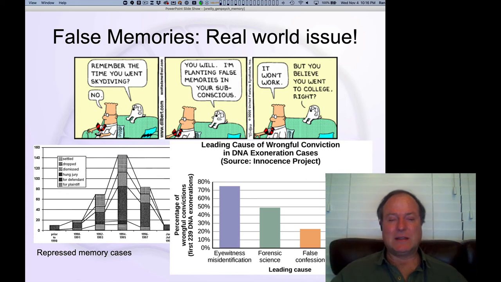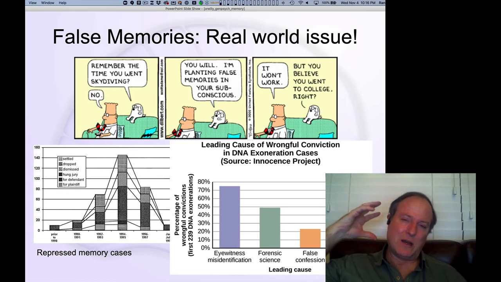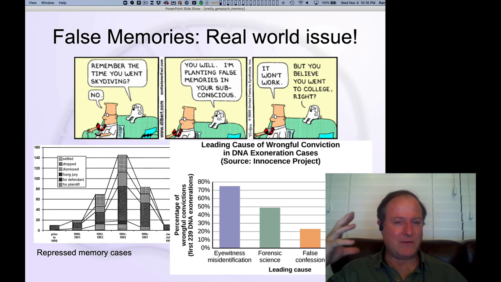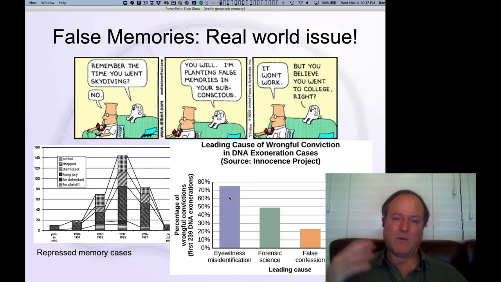The memory system is up at this very high level in the brain. It's encoding things. It's subject to all the biases that we have, which is often leading to misattribution along stereotype grounds, etc. And if you look at the actual data here, about 75% of cases that were later overturned on DNA evidence were due to eyewitness misidentification. So this is a very, very significant real world problem.